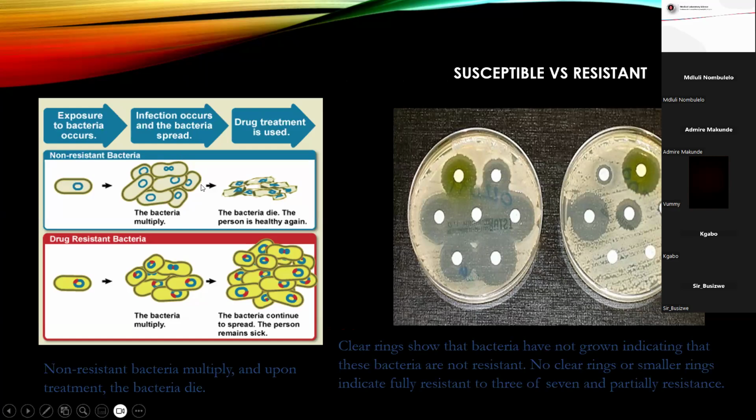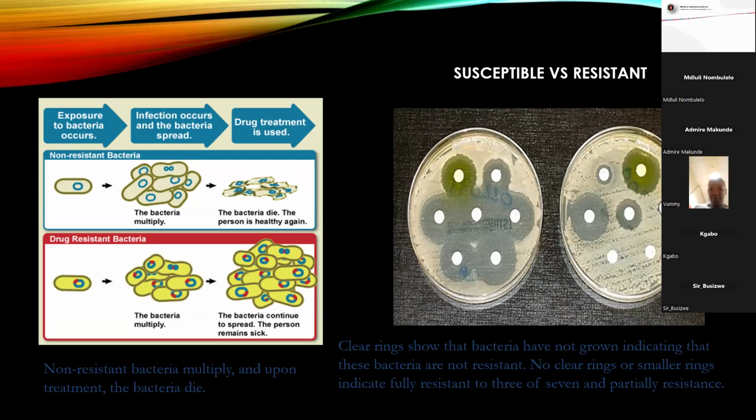So if you expose it to antibiotics, it must die, as indicated by the first picture. But due to resistance, those organisms will resist or will keep on growing within an organism. Just imagine, let's say organisms are mixed. You've got one organism which is resistant, the other one which is susceptible.